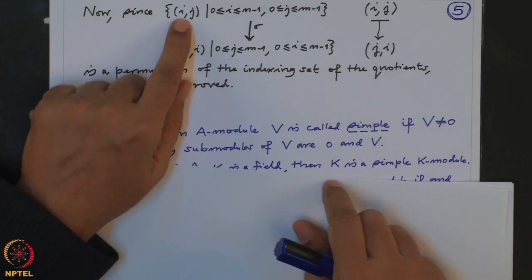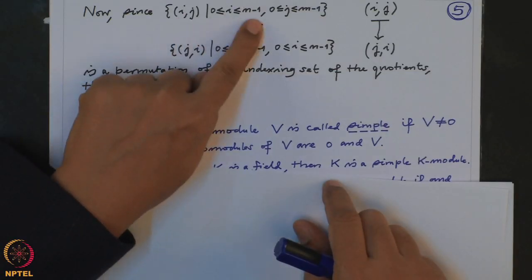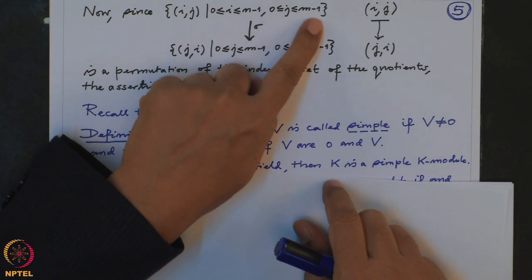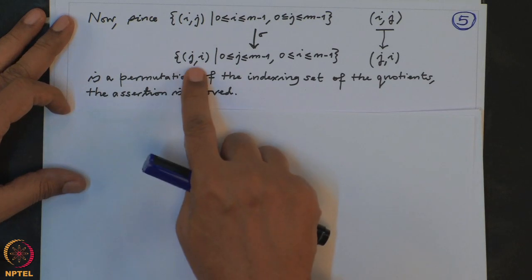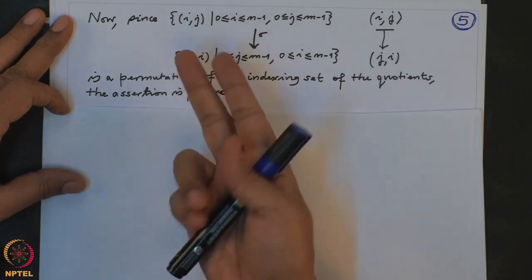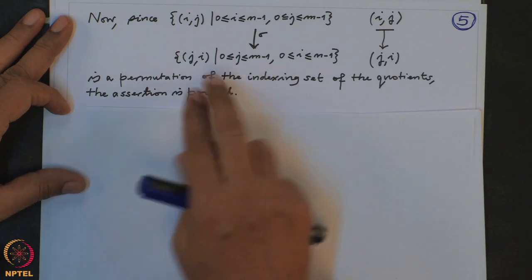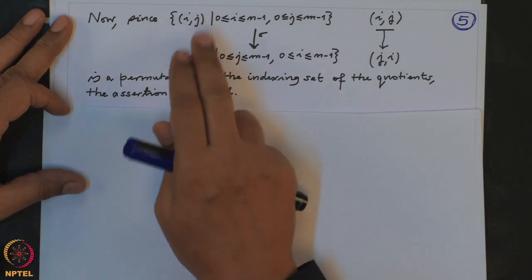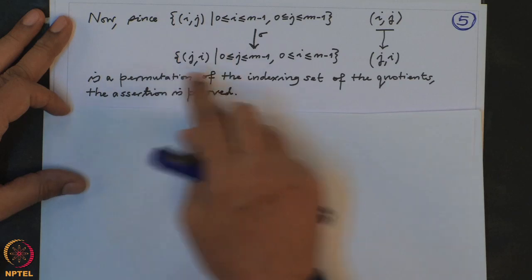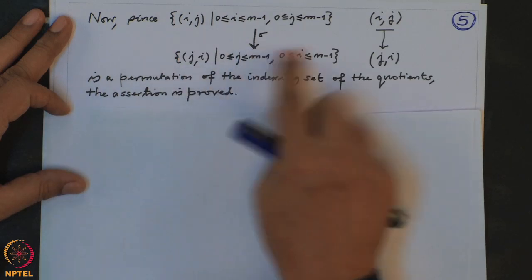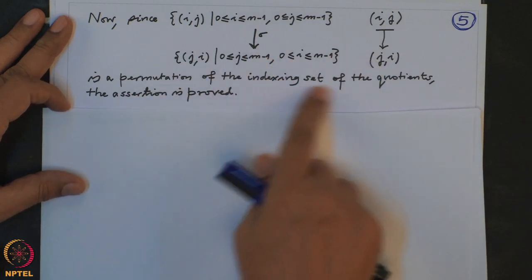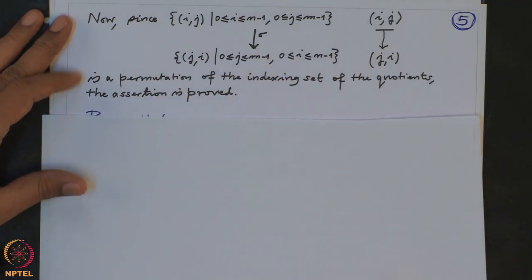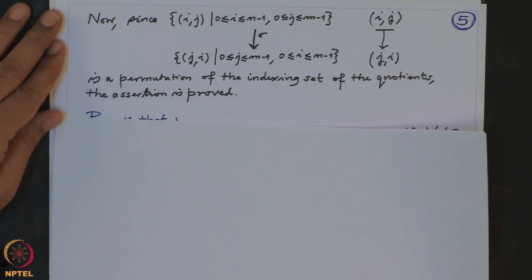Look at the pairs (i, j), where i is varying from 1 to n minus 1 and j is varying from 0 to m minus 1, and the other way, just interchange the coordinates. So, the numbers are the same. These two indexing sets have the same cardinality, and sigma is a permutation. When you switch the coordinates, this is a permutation. Therefore, we have proved the assertion that these two sequences have a common refinement.